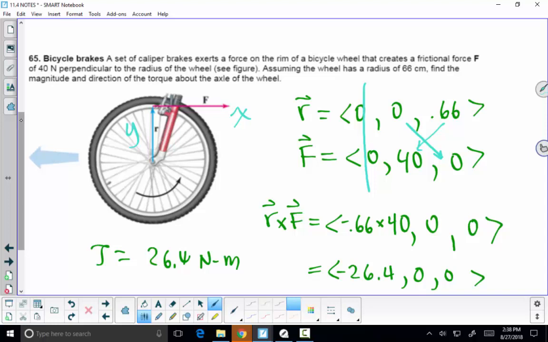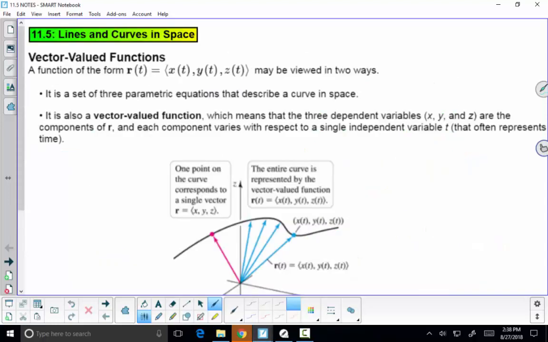So important. Let's go to a new page. All right, so let's talk about functions. Functions!